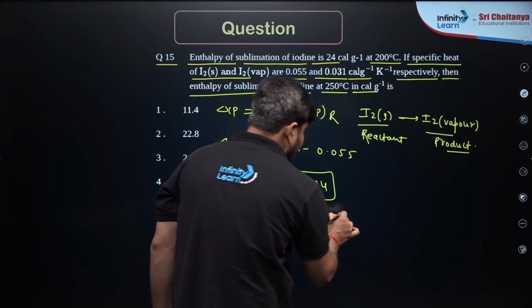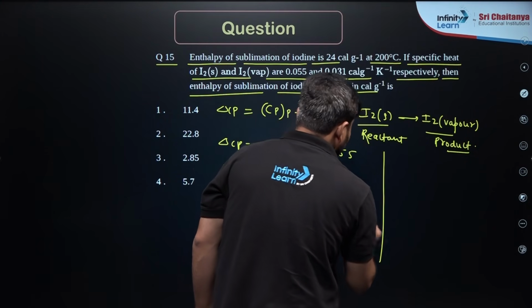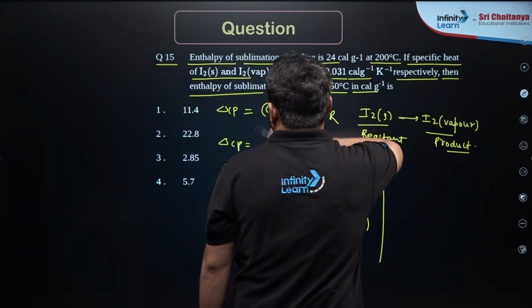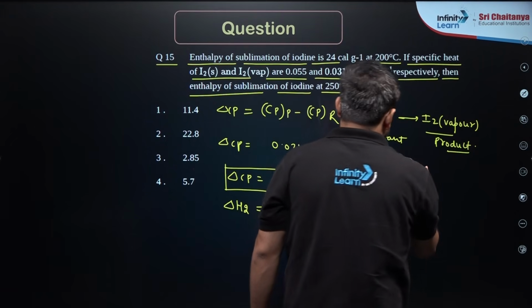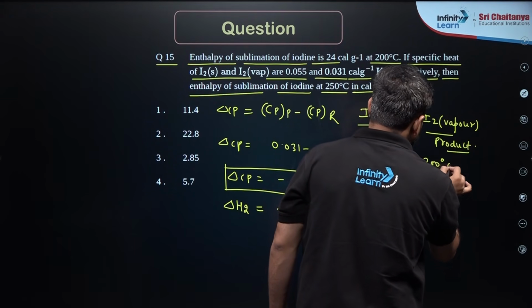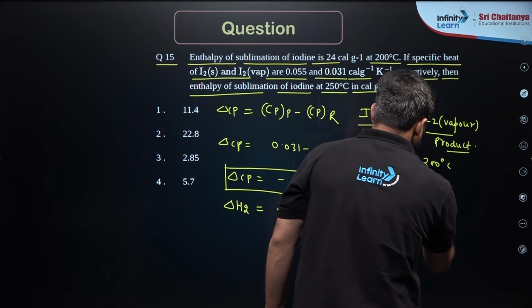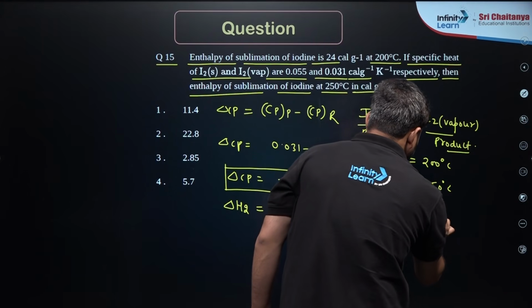After that, we need delta T. How can we calculate it? The temperatures are given: T1 is 200 degrees Celsius and T2 is 250 degrees Celsius. So we can calculate delta T as T2 minus T1.